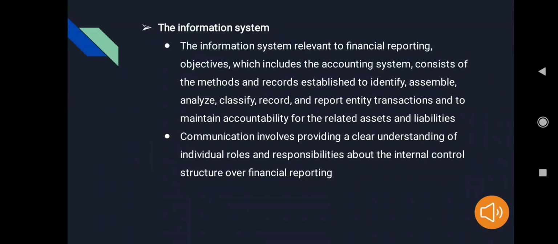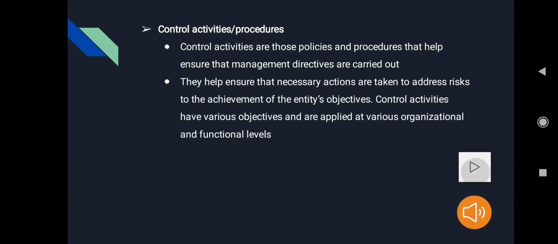The next point: control activities or procedures. Control activities are those policies and procedures that help ensure that management directives are carried out. They help ensure that necessary actions are taken to address risks to the achievement of the entity's objectives. Control activities have various objectives and are applied at various organizational and functional levels.